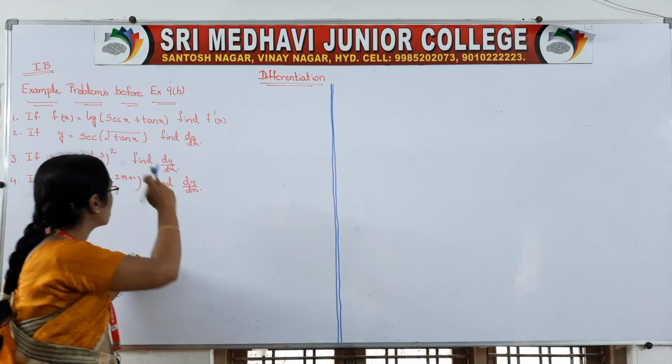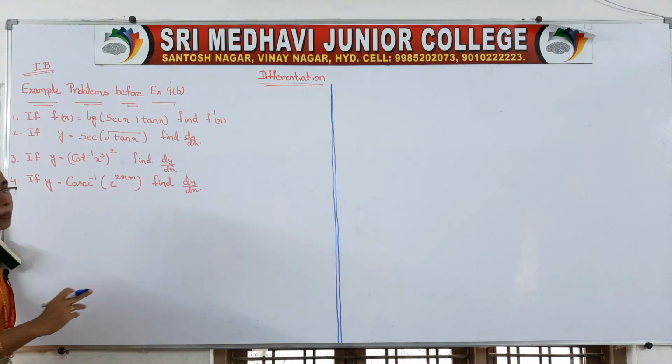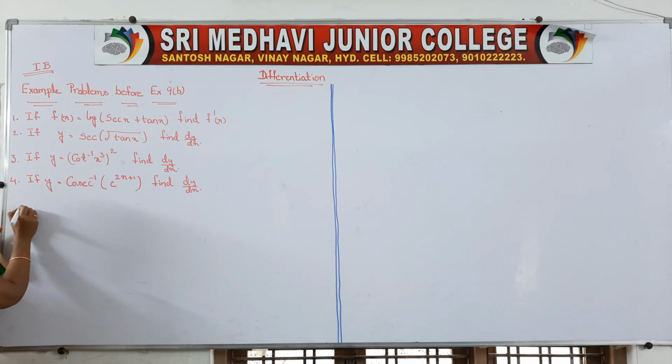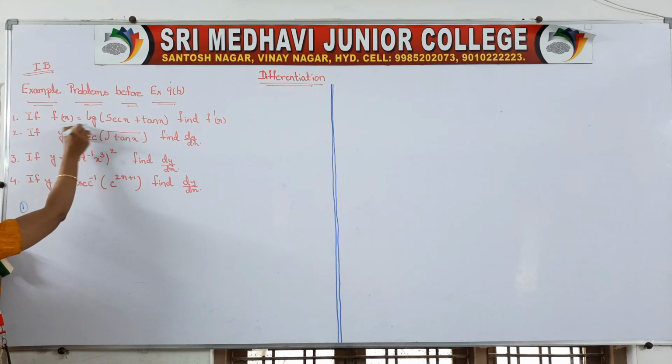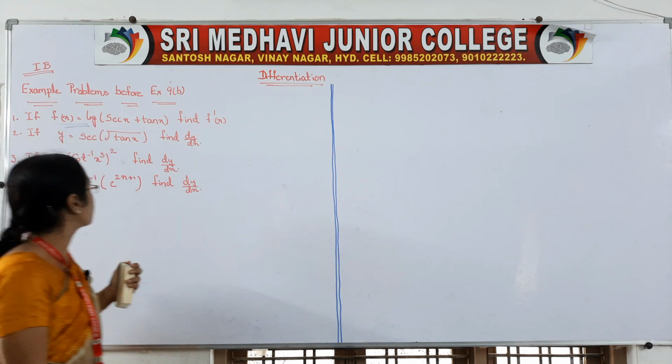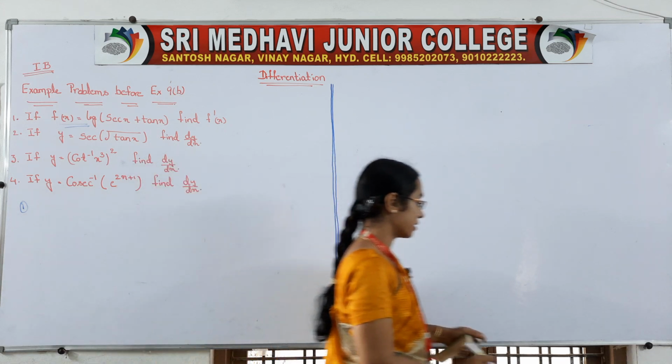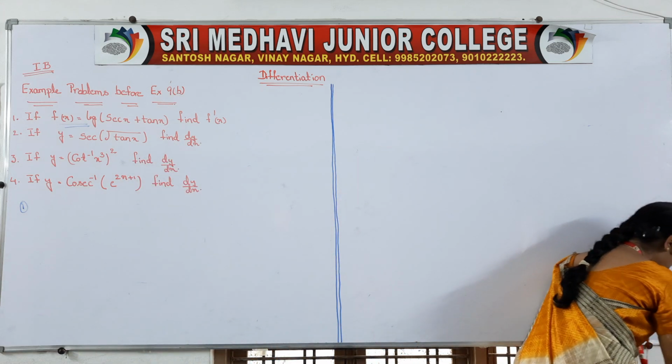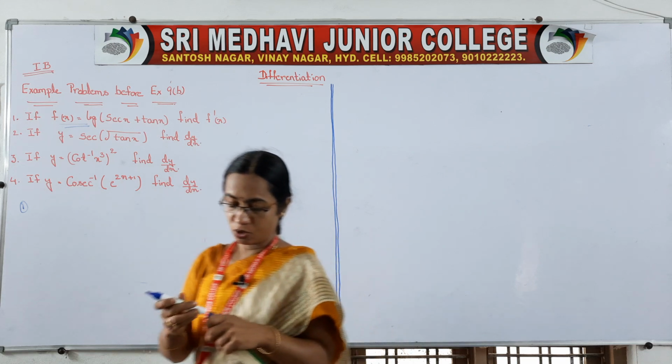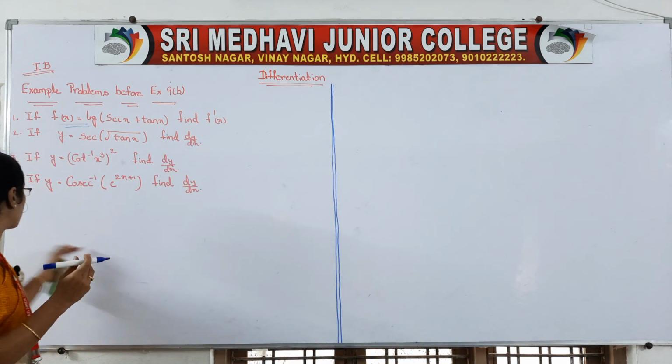Okay, so now come to the question. These are the example problems. So first you take the first question. Okay, so what is your first question? If f of x is equal to log of secant x plus tan x, find f dash x. That is the question. Okay, so f of x is given to us.